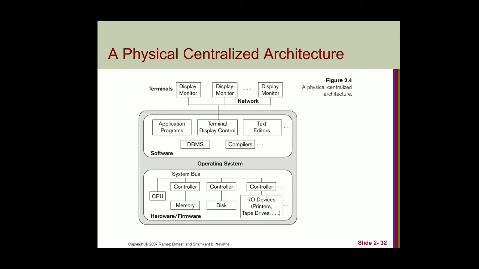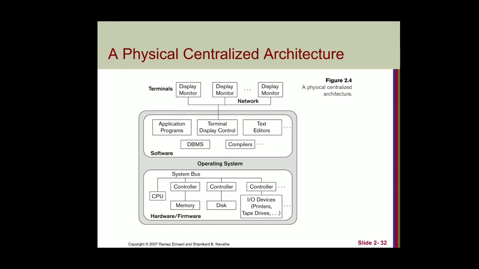Here you can see we have the topmost part, which is nothing but the dummy terminals. Right, these are the terminals through which we are going to request some information, and from a centralized site we are getting each and every work done. You can see the lower portion which has the software, then operating system, hardware, and the firmware. Now in software we are going to have application programs, terminal display control systems, text editors, DBMS, compilers, everything is being placed in the software.